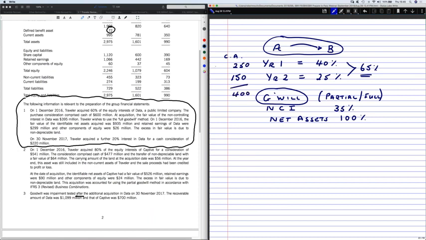Now remember that immediately before the acquisition, the associate was being carried at 200, but upon acquisition, we need to make sure it is fair valued to its fair value of 250. Yes, 250, which means, of course, that upon acquisition, there is a fair value gain that we need to recognize of 50. Do you agree with me there, everybody? Right. Now, what do you think the double entry is here?